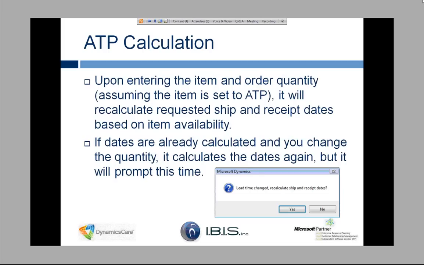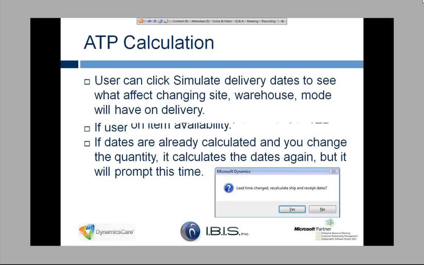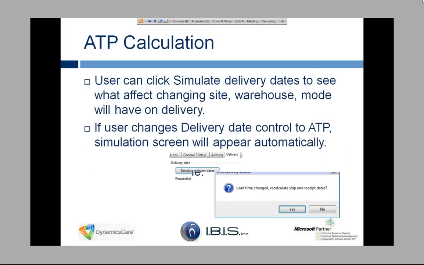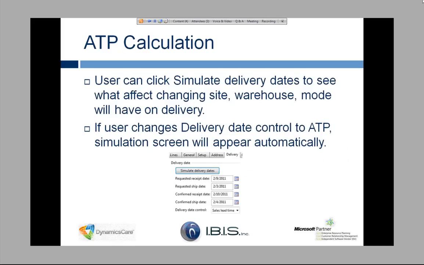And like I said, the user can simulate delivery dates to see what effect changing the site warehouse mode will have on delivery. If the user changes the delivery date control to ATP, the simulation screen will appear automatically. So we just talked about that. In that case, I had confirmed dates in this example I'm showing here. I already had confirmed ship and receipt dates filled in.